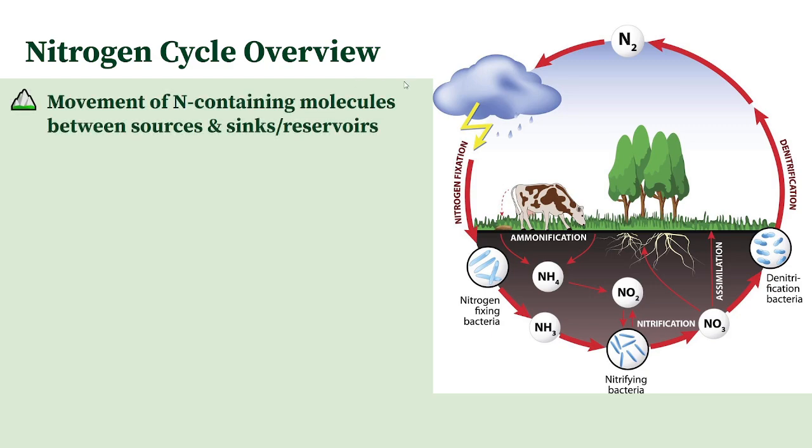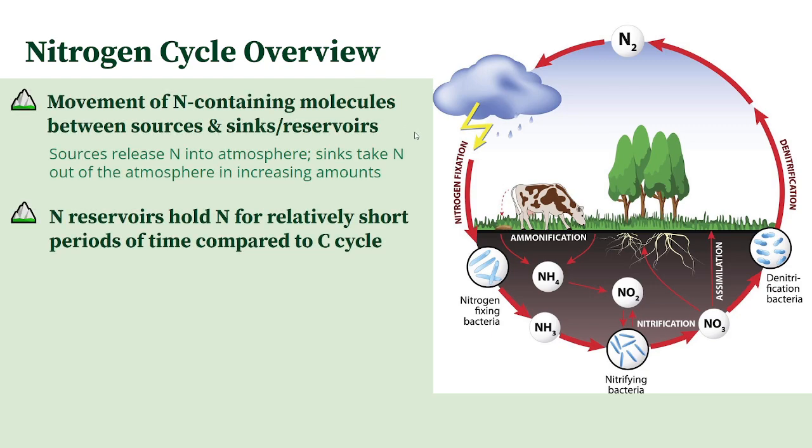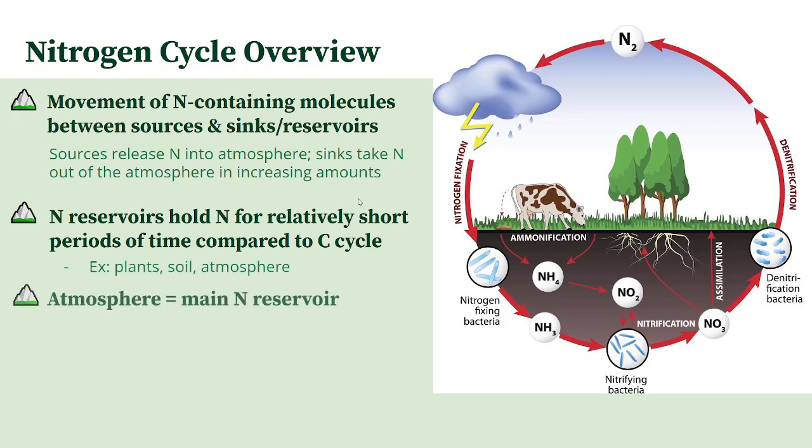So the nitrogen cycle is similar in that there are sources and sinks. Sources release it into the atmosphere, sinks take it out of the atmosphere, the atmosphere being, again, the largest reservoir. Now, the reservoirs themselves hold it for a very short period of time compared to the carbon cycle, because that nitrogen is constantly circulating and moving through the different organisms.